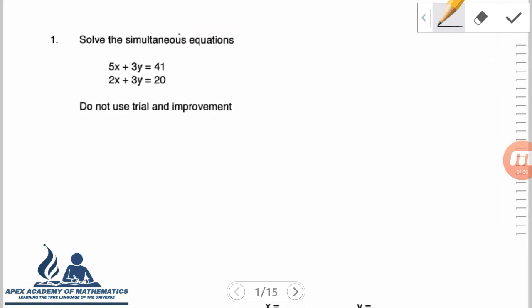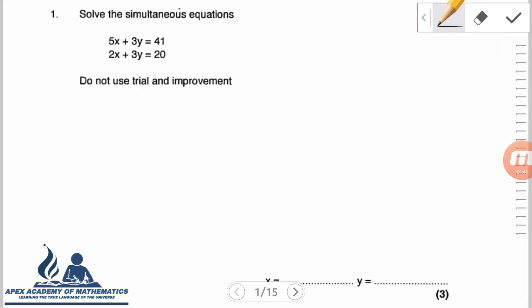The first question is asking us to solve the simultaneous equation 5x plus 3y equals 41 and 2x plus 3y equals 20. For this particular question I'm going to be using the elimination method, and here's the reason why I'm going to be doing that.